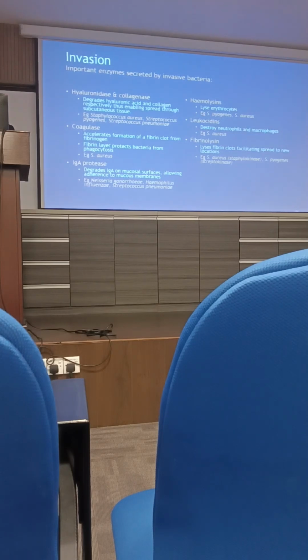And then invasion. Some bacteria have enzymes that they can secrete to help them invade. Okay, for example, hyaluronidase and collagenase. So this degrades the hyaluronic acid and collagen to help the bacteria spread through the subcutaneous tissue. Okay, and then hemolysins and leukocidins. So these are enzymes that can lyse erythrocytes, red blood cells, and also white blood cells respectively.